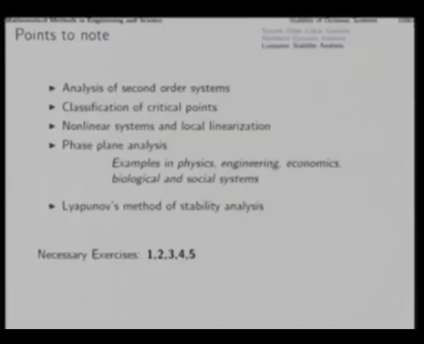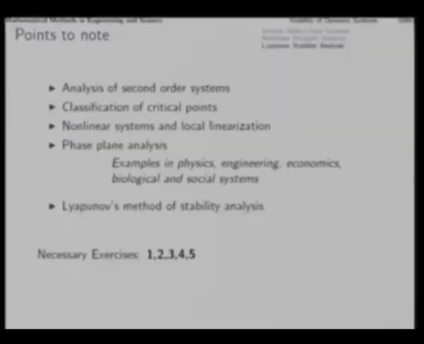In this lesson, the important issues that we have studied are analysis of second order systems, critical points of different kinds, nonlinear systems with their local linearization to describe the system, and phase space analysis, which has enormous application in branches of science, physics, engineering, economics, biological and social processes. So in a way this completes one module of our course.